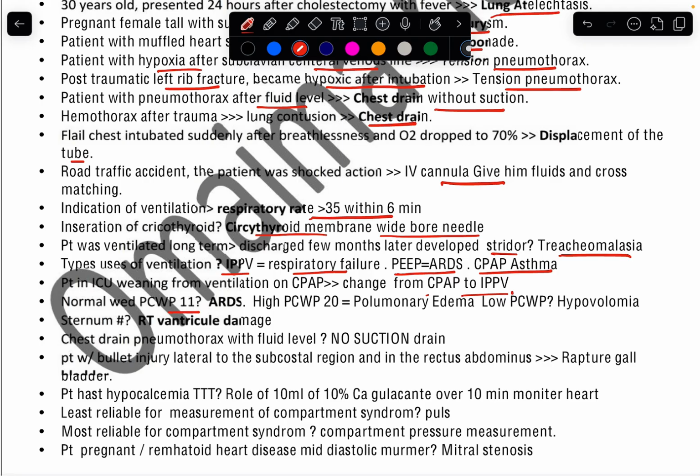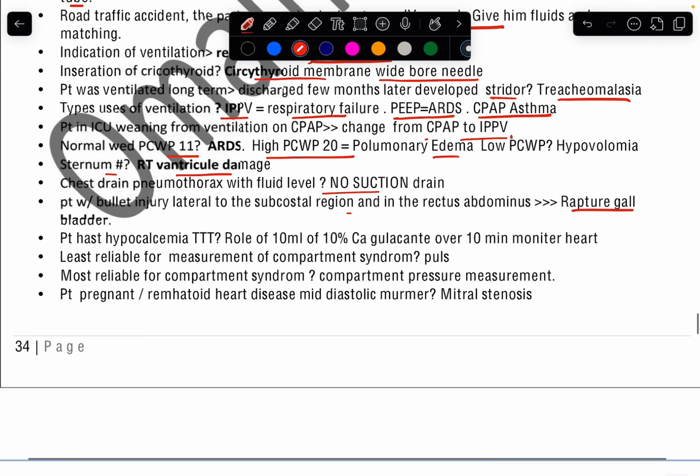Normal pressure is 11, in ARDS it is high, in pulmonary edema low. Sternum fracture, right ventricle. Chest drain for pneumothorax with fluid level, no suction. Bullet injury lateral to subcostal in the rectus abdominis: ruptured gallbladder. Patient with hypocalcemia, tetany: give 10 mg calcium gluconate over 10 minutes. Least reliable for measurement is pulse oximeter. Most reliable for compartment syndrome is pain out of proportion, not pressure.